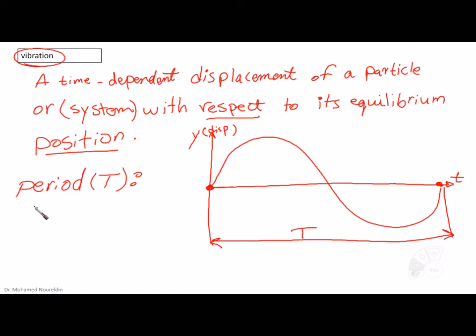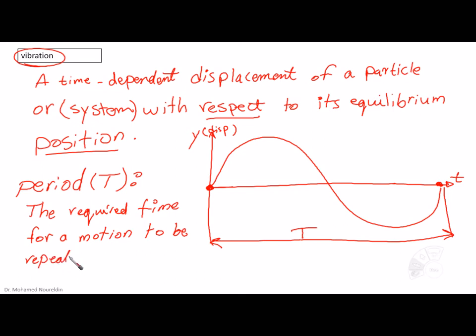It is the required time. We can define it as the required time for a motion to be repeated. So this is the meaning here. It is the required time for a motion to be repeated. So this is the vibration and this is the period. These are two important definitions now.